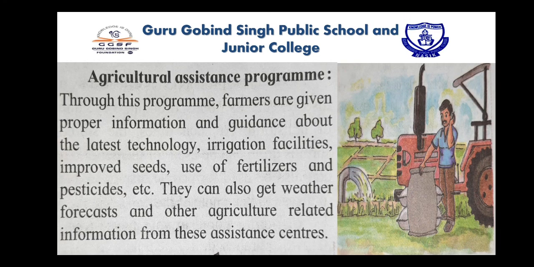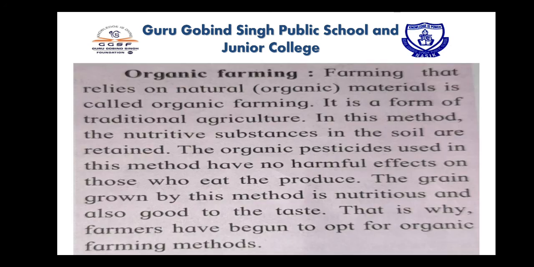Let's see about the Agricultural Assistance Program. Through this program, farmers are given proper information and guidance about the latest technology, irrigation facilities, improved seeds, use of fertilizers and pesticides, etc. They can also get weather forecast and other agriculture-related information from these assistance centers. You can see in the picture a farmer asking for information from an agricultural assistance center.